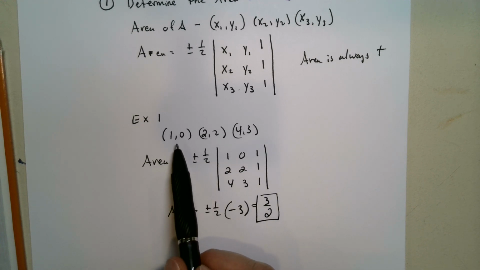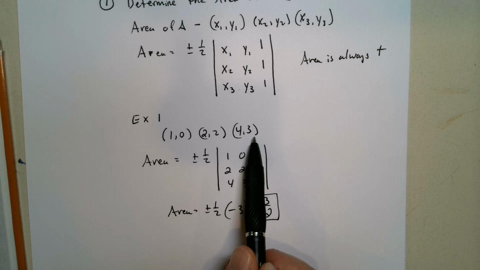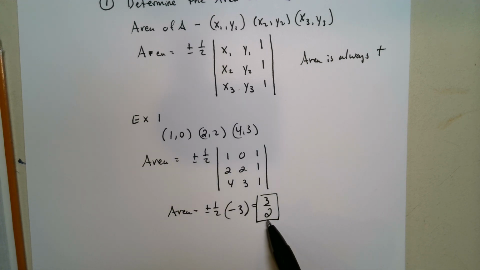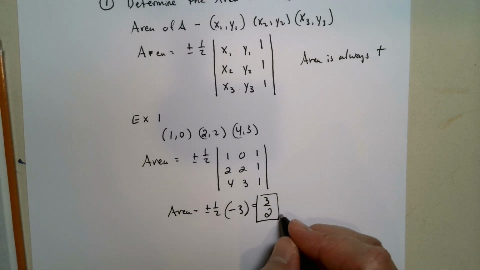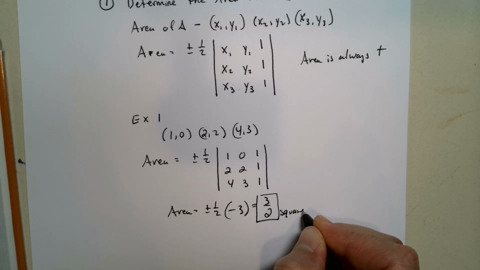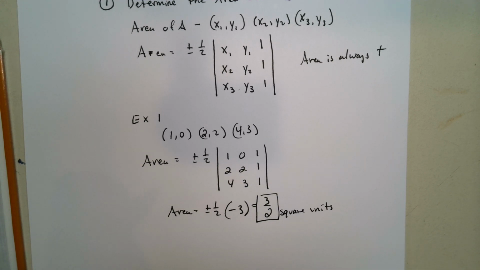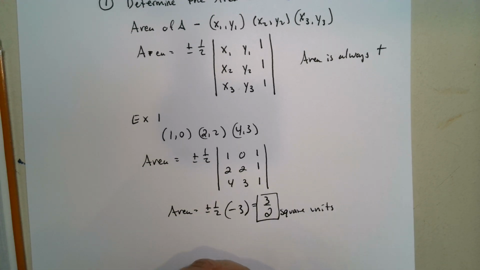And so if I were to graph the triangle with vertices (1, 0), (2, 2), (4, 3), that triangle would have an area of 3 over 2 square units. So pretty simple, pretty quick way to find the area. And the calculator makes it much nicer. All right, so that is our first application of determinants.